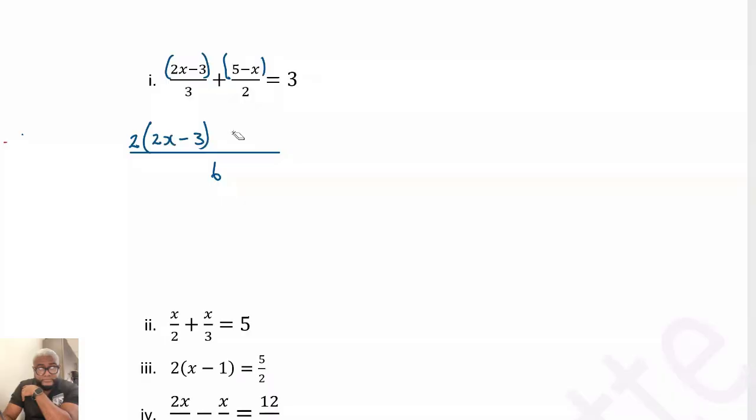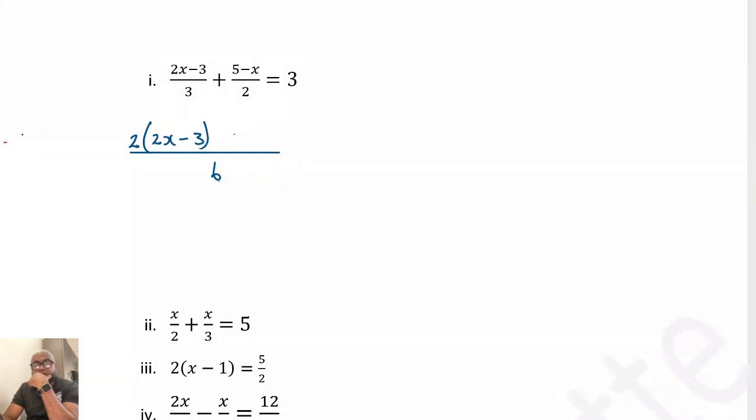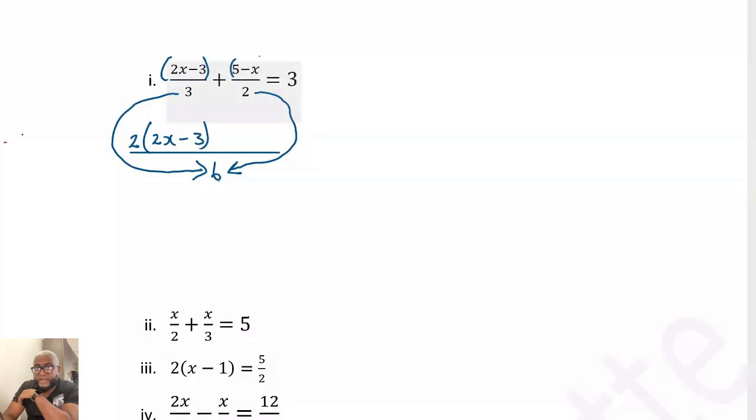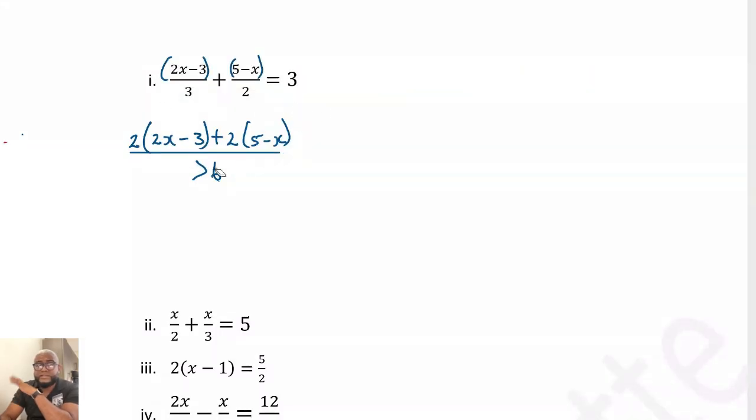The LCM is 6. 3 into 6 is 2. You're taking the 2 now and multiplying it by the numerator here. Then 2 into 6 is 3. You're taking that 3 and multiplying it by the numerator here. So you bring down the plus sign in the middle. It's just like what we were doing just now. Everybody good here? Who doesn't understand?